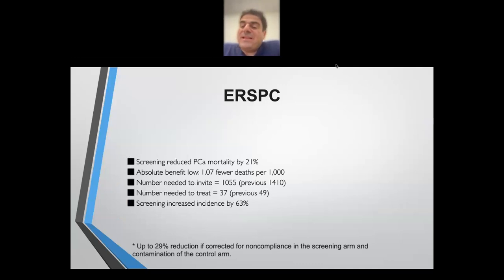Now they looked at it: screening reduced prostate cancer specific mortality by 21%, but the benefit was low, as we said before, 1 out of 1,000. Initially they said you need to invite 1,400, but then they did a reanalysis and said you need to invite 1,055 to screening, and you need to treat 37, so that you can save 1. Numbers look horrible. Who would do that? So they said, oh yeah, the screening increased the incidence, but patients died anyway or did not die. So what's the point? Next.